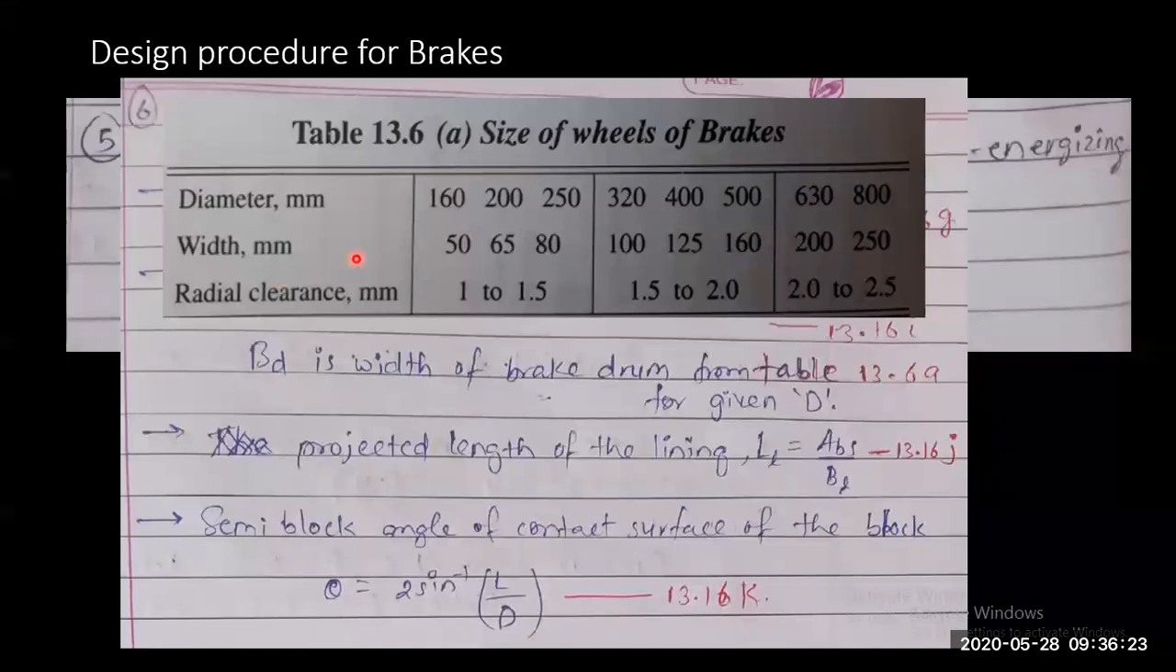Here 13.6a, the wheel drum diameter was given. So what is given in our question is 720, but here I don't think we have 720. So we have this 630 and 800, right? So 630 and 800 we have, so we need to interpolate somewhere between these two values.